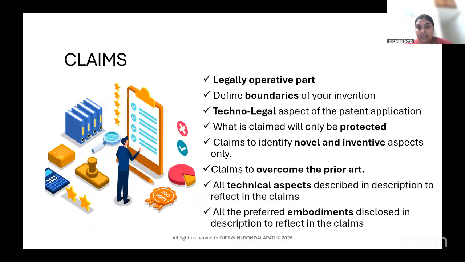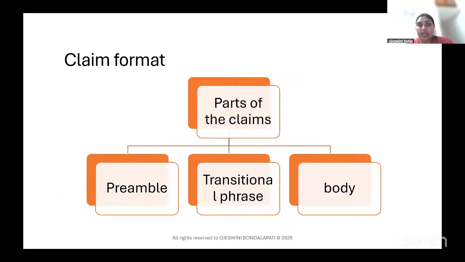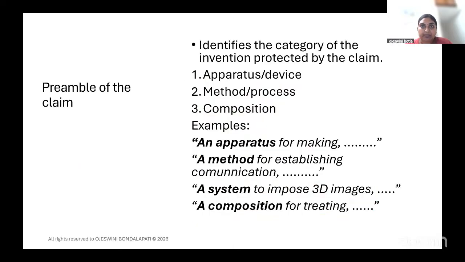And technical aspects and all the preferred embodiments. As I said, out of 100, 2 might be the best scenarios. So those should be covered up in the claims. So the parts of the claim: first comes the preamble, next the transitional phrase, and third is the body part. That is the format of the claim.